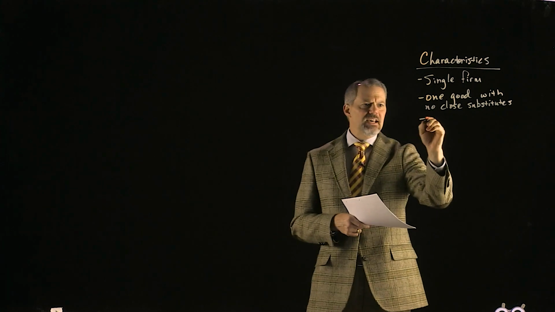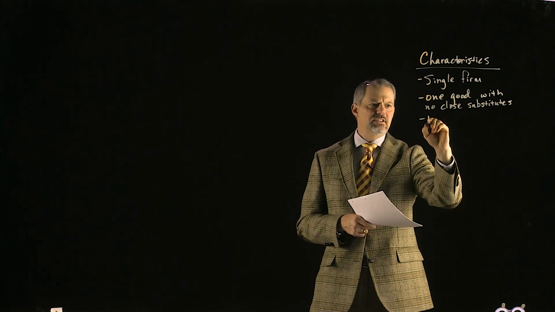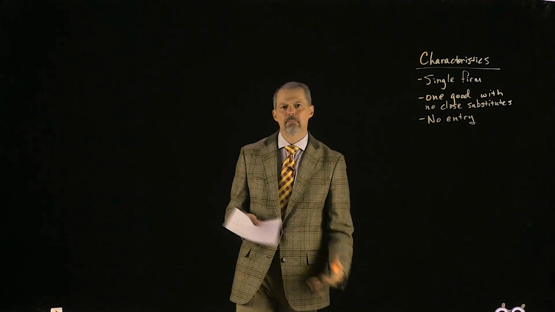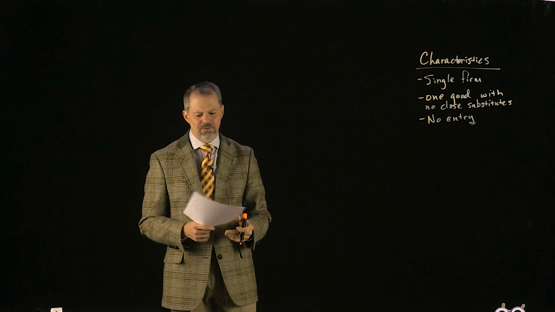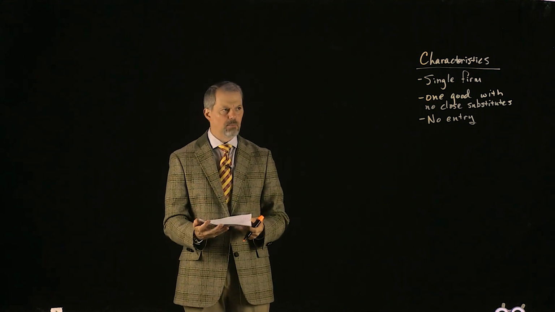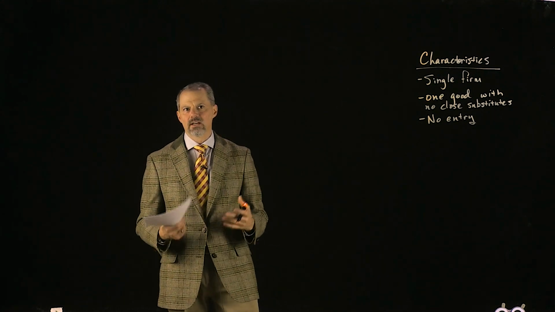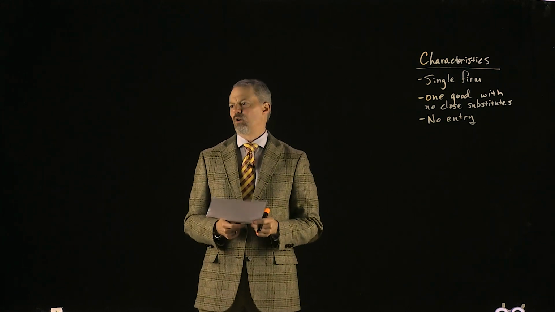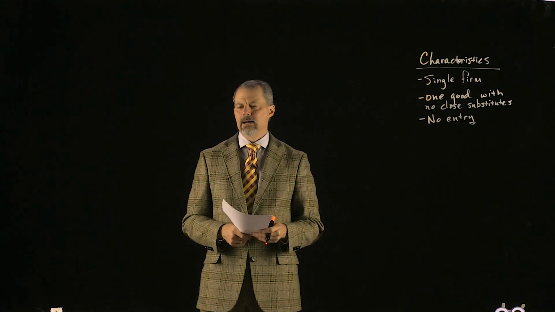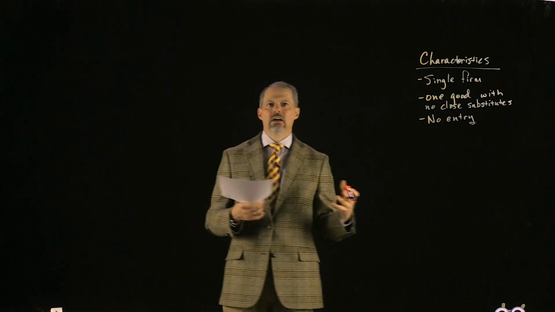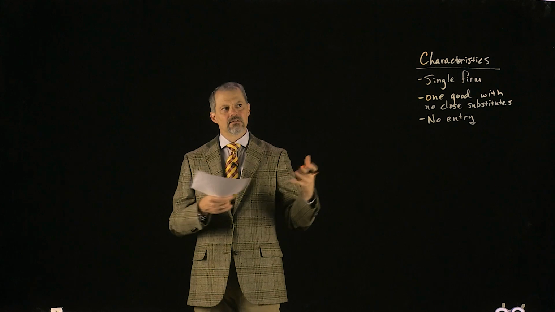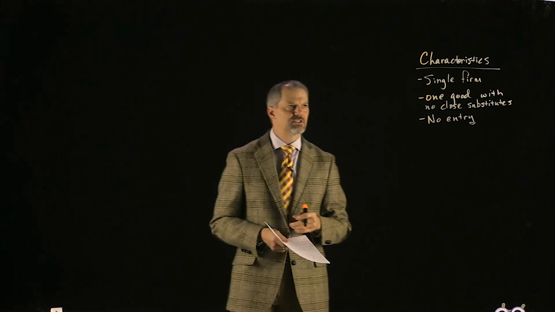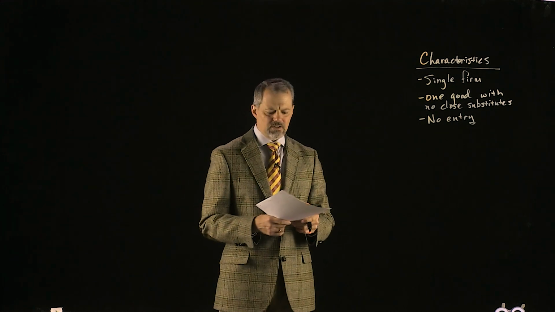And then the third characteristic is that there is no entry. There are barriers to entry. We'll talk later about what those barriers to entry are. But those are things like maybe that firm is the only firm that has some key input. Or maybe it's a natural monopoly. Or maybe it's a patent that grants this firm to be the only firm that can profit from some invention. So those are our characteristics.